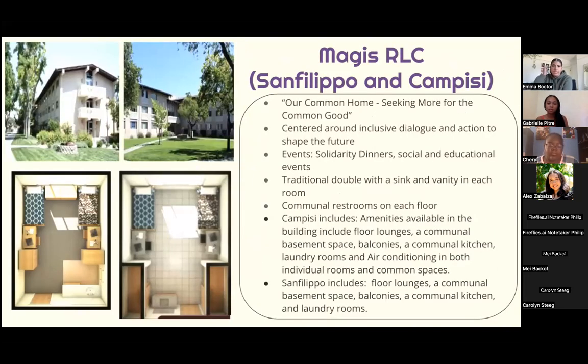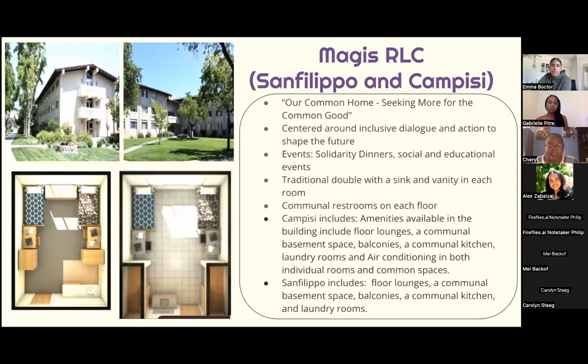And then next is the Magus RLC, which is San Filippo and Campisi. And their little tagline is our common home, seeking more for the common good. They are centered around inclusive dialogue and action to shape the future. And they hold events such as solidarity dinners, social and educational events. They are traditional doubles with a sink and vanity in each room. And they have communal restrooms on each floor.